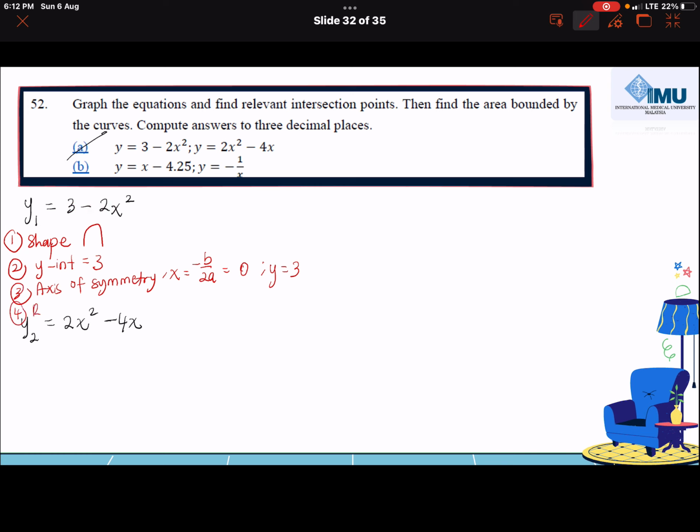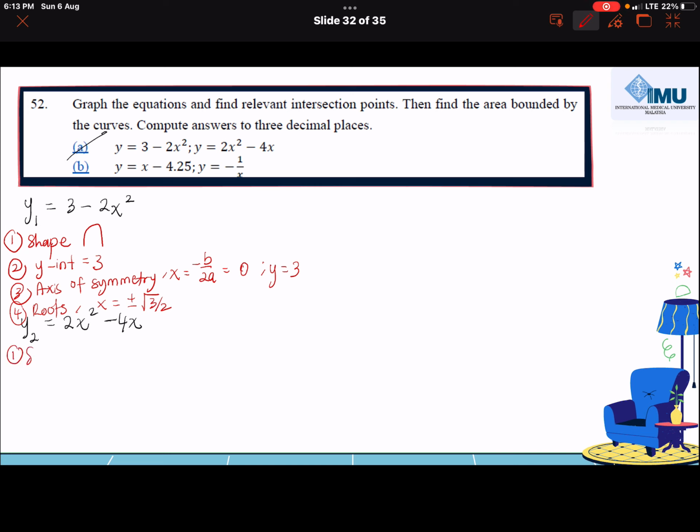Last but not least, you should know the roots of your equation. In the case of here, when you solve 3 minus 2x squared equals to 0, you will obtain plus minus square root of 3/2, which is 1.2 something plus minus. Now, let's look into the second parabola.